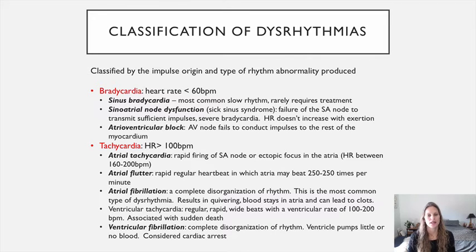Ventricular tachycardia is where we see rapid but regular wide beats with a ventricular rate of about 100 to 200 beats per minute. This one is associated strongly with sudden death. And finally, the worst of all of these is ventricular fibrillation, which is, again, a complete disorganization of rhythm. You've got a quivering ventricle, which is pumping little or no blood at all. At this point in time, we consider ventricular fibrillation synonymous with cardiac arrest. So no blood's getting out of that heart. Okay, so that's the most dangerous of these.